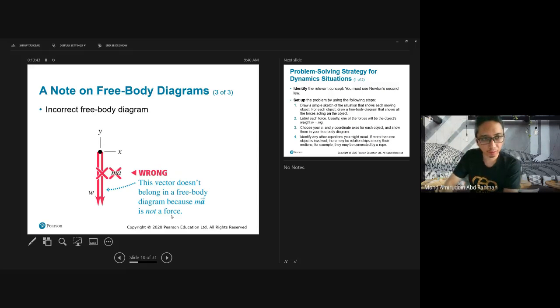We also have the incorrect way to draw the free body diagram. So it is not equivalent to the ma. Because as I said, it does not depend on the mass. It just has the acceleration, where the acceleration is due to the gravitational force.